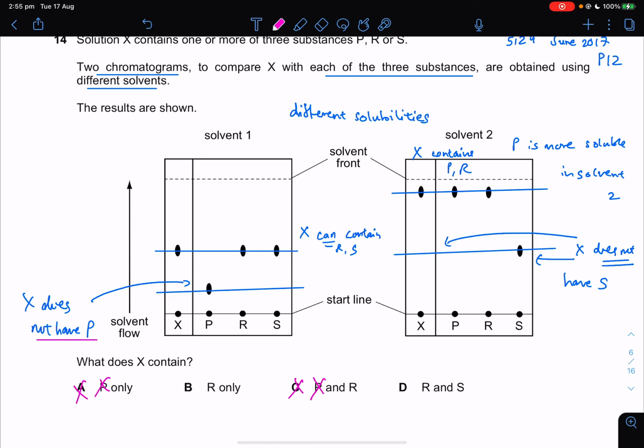I can cross out A and C. X does not have S because there's nothing there that contains S in solvent 2. So X does not have S. This one has S. So D must be wrong. So I'm left with B as the only correct answer there.